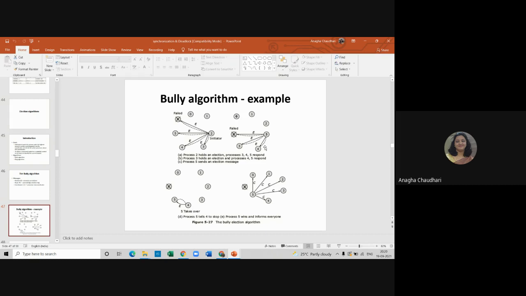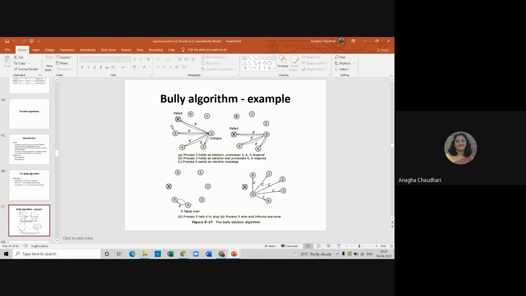Process A. Now initially all these nodes are there in the distributed system. You can see 0, 1, 2, 3, 4, 5, 6, right? Now, assuming that initially 6 has the highest ID or process number, 6 is the coordinator. Okay, and the work is properly going on, but 6 undergoes some kind of failure, or fault.